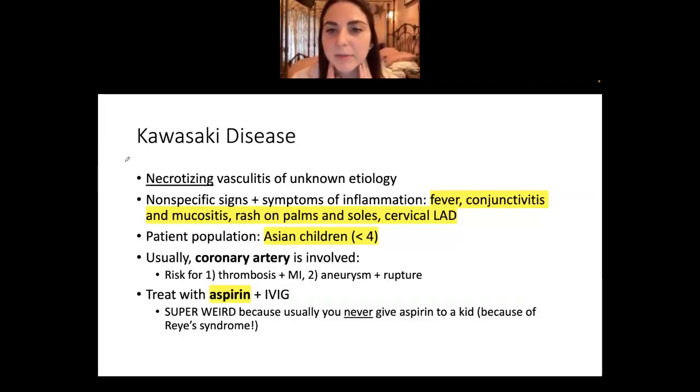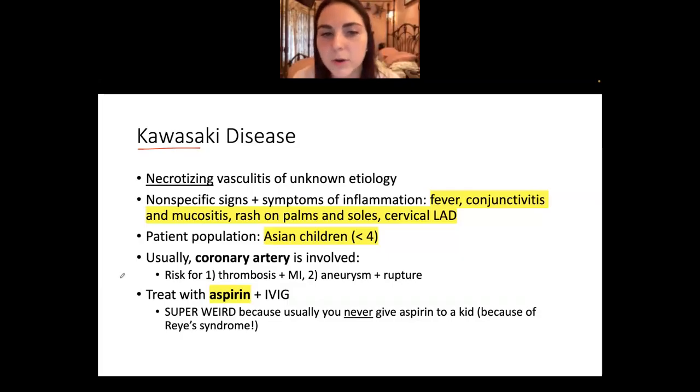And then cervical lymphadenopathy. It's not a triad. What is this? A quartad? I don't know. But when you see this in a young Asian child, Kawasaki. And that's why I highlight so much on this slide, because this is something that they can die from if you don't treat them properly. Patient population, Asian children, usually they say less than 4. If you have a 6-year-old and it sounds like Kawasaki, just treat it like Kawasaki, but usually you're going to see a younger Asian child. Again, with the name, to help you with what country they're from.